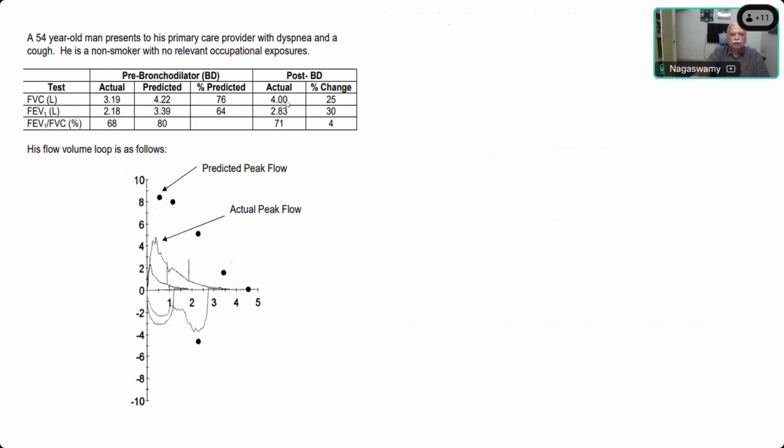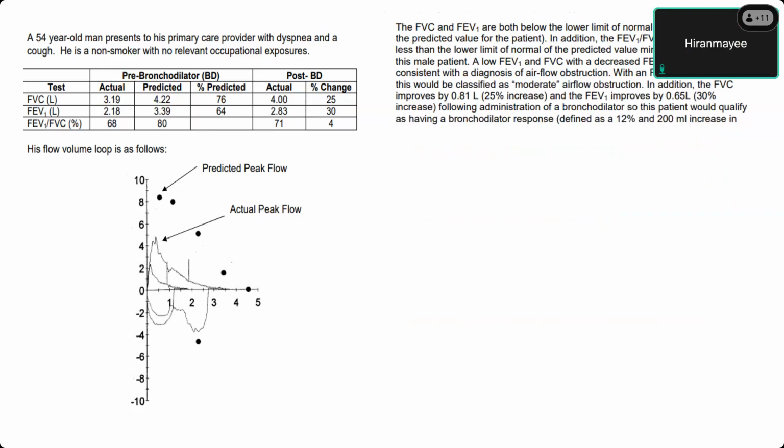Post bronchodilator, there is a good change, 25%, 30%. So what is the difference? Obstructive pattern, which is improving on giving bronchodilator. Asthma. So FVC and FEV1 are both below the normal level, defined as 80%. In addition, the FEV1 to FVC ratio is also low, so the patient has airflow obstruction that is moderate. And the FEV1 improves by 0.65 liters, 30%, after administration of bronchodilator.